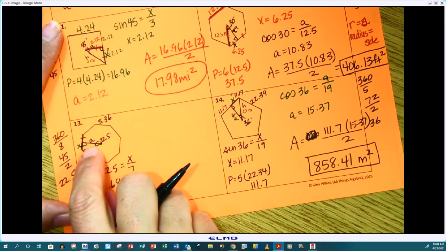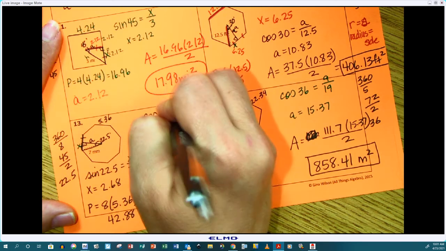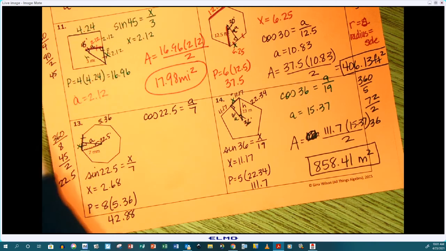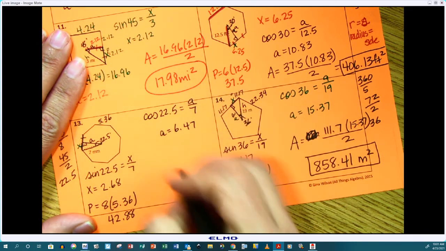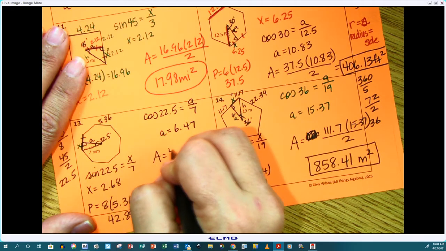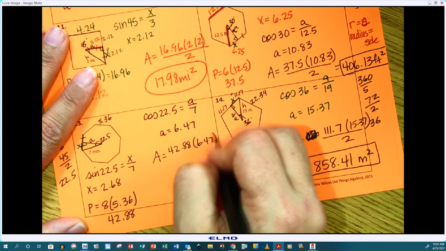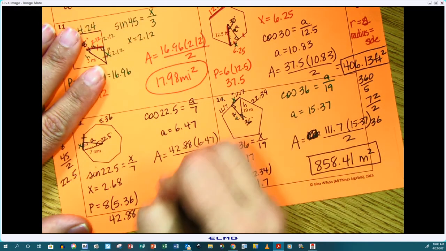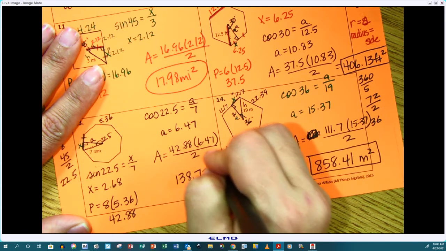To find the apothem, I'm going to use cosine. The cosine of 22.5 is apothem over hypotenuse. So my apothem is 6.47. So area, perimeter times apothem divided by 2. So 138.72 millimeters squared.